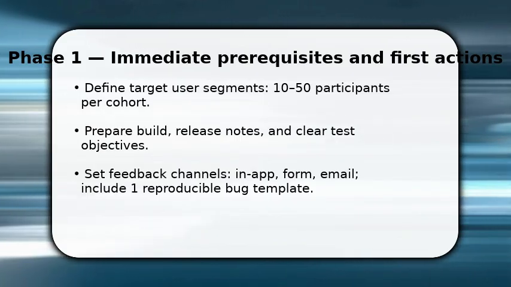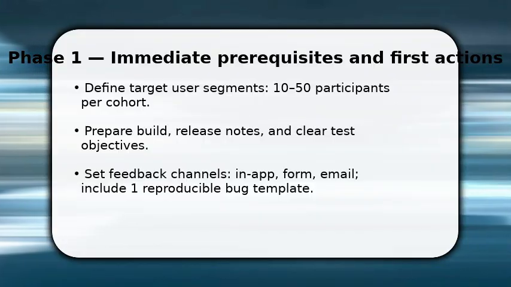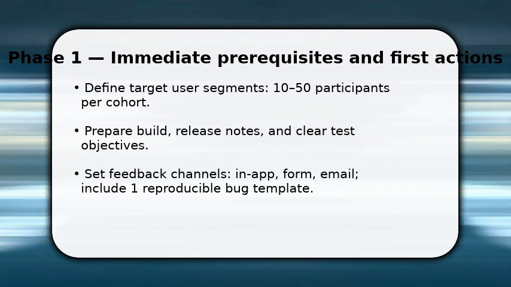Once done, create feedback channels, an in-app reporter, a short form, and an email alias, and provide a one-reproducible bug template so reports are consistent. This gets you immediate, structured input and prevents noisy, unusable feedback.